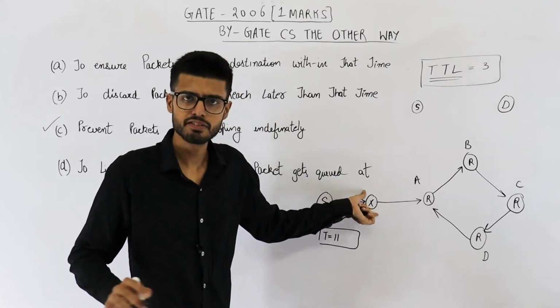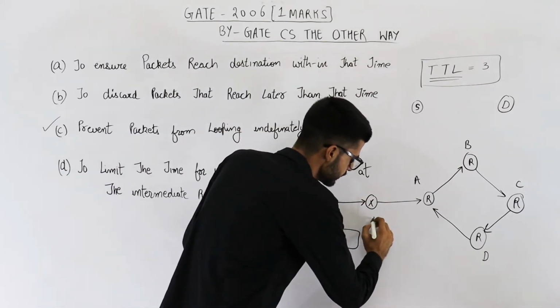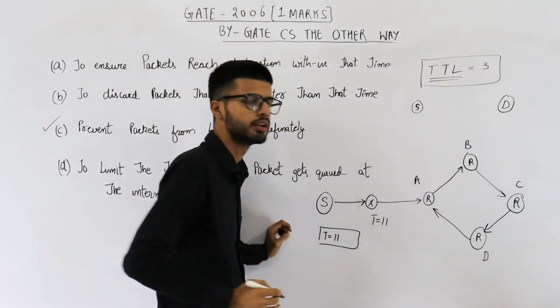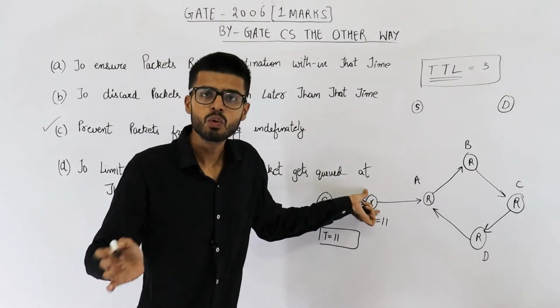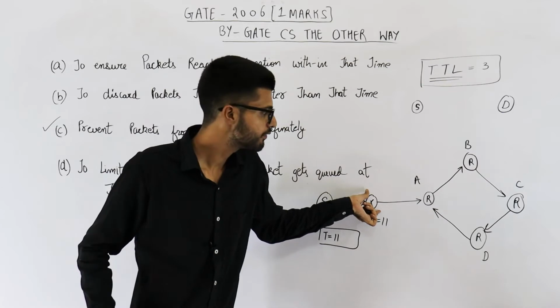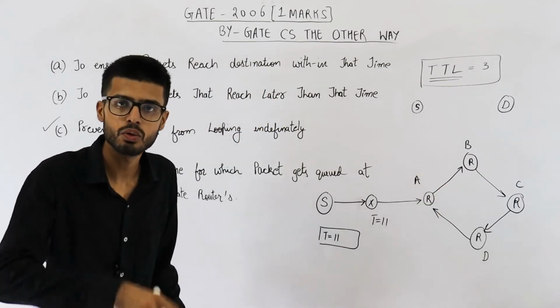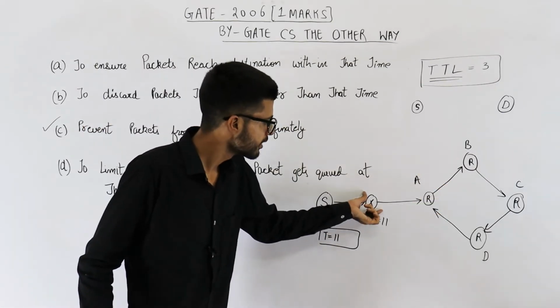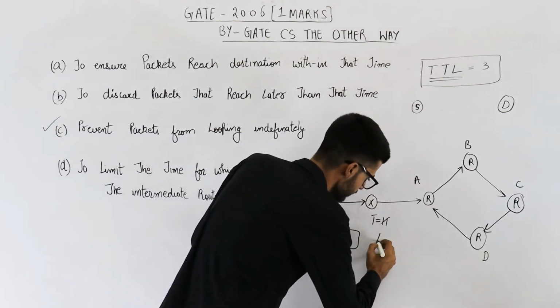When this router receives that packet, it will see TTL is equal to 11. Now this router, what will it do? It will reduce the TTL. Every intermediate router is going to reduce the TTL. This router will reduce it to 10.